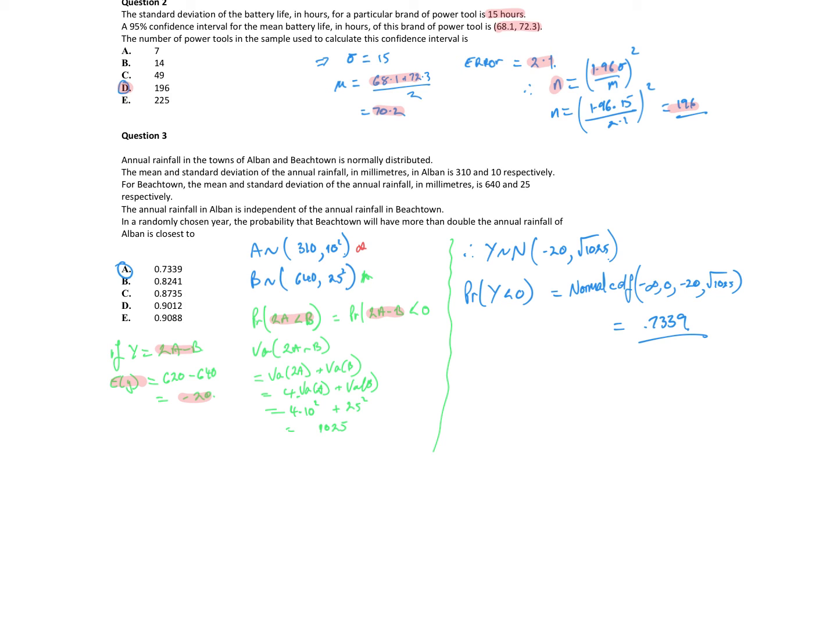So for the variance of 2A, the 2 comes out the front squared to give me 4 times the variance of A, which is 4 times 10 squared plus 25 squared. So the variance is 1,025. So the standard deviation is going to be the square root of that. So now I want the probability that Y is less than 0 for a mean of negative 20 and a standard deviation of root 1025. If I put that into the CAS, I get 0.7339.